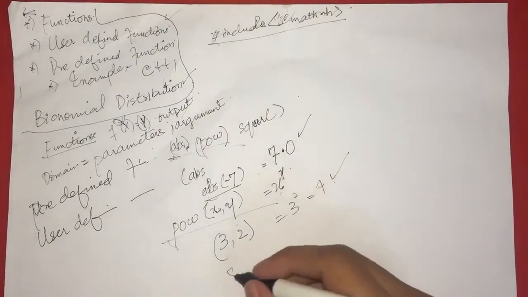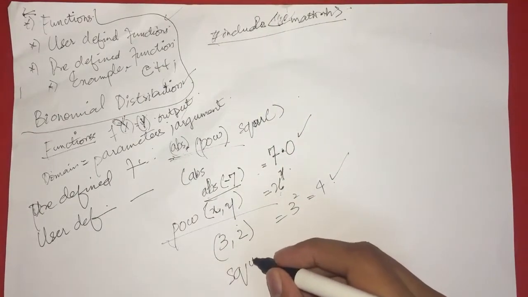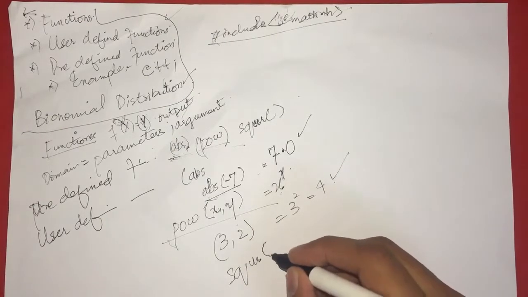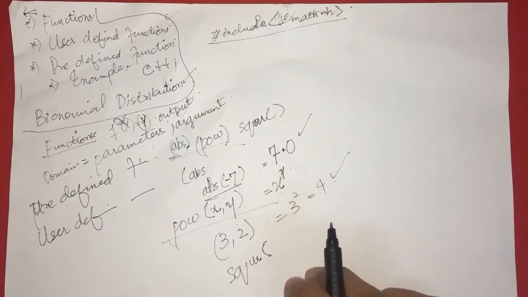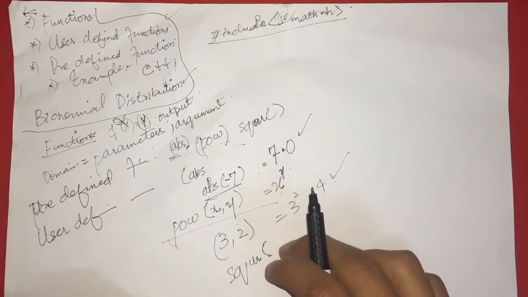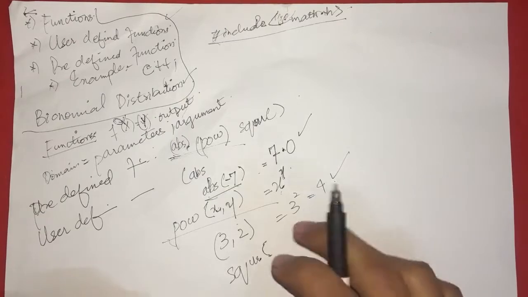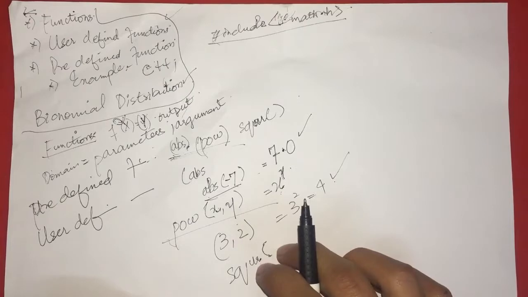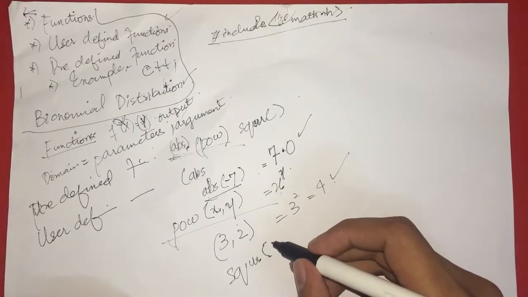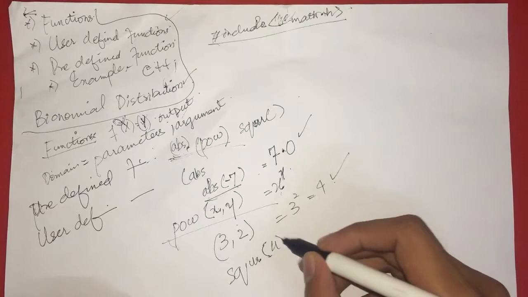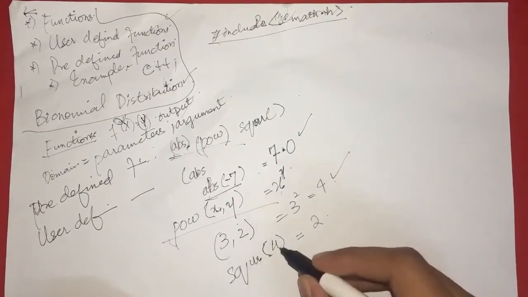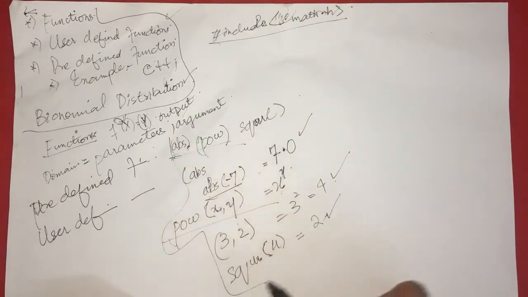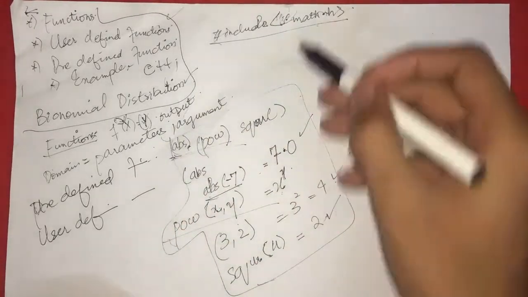And then we have the square root function. I forgot how you use the function. It takes one argument, and that has got to be positive. So you can insert 4, and it's going to give you 2. So it's square root of 4 equals 2. All these functions come into the category of C math.